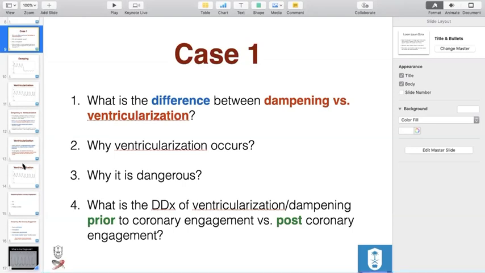Very good. So I want you to understand a few things. What is the difference between dampening versus ventricularization when engaging the coronaries with your catheters? And the second question I want to put in your mind: why does ventricularization happen? And if it happens, why does your consultant or the technician scream at you to take out your catheter or be careful not to inject? You want to know why it's so dangerous. And then I want you to have a differential of why it happens. Before you engage the coronary and after you engage, it's a very different differential in your mind to deal with, and has a different management. So you have to have a methodical way, not the shotgun approach, to make sure what the problem is in an efficient time.